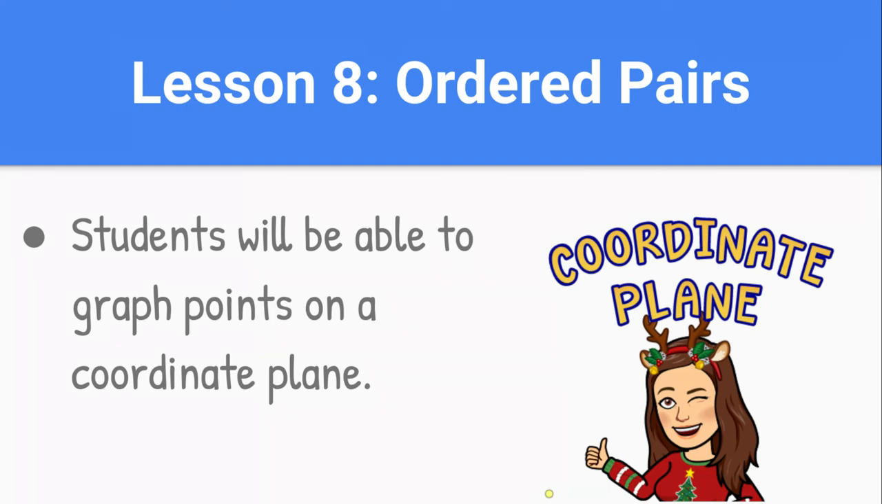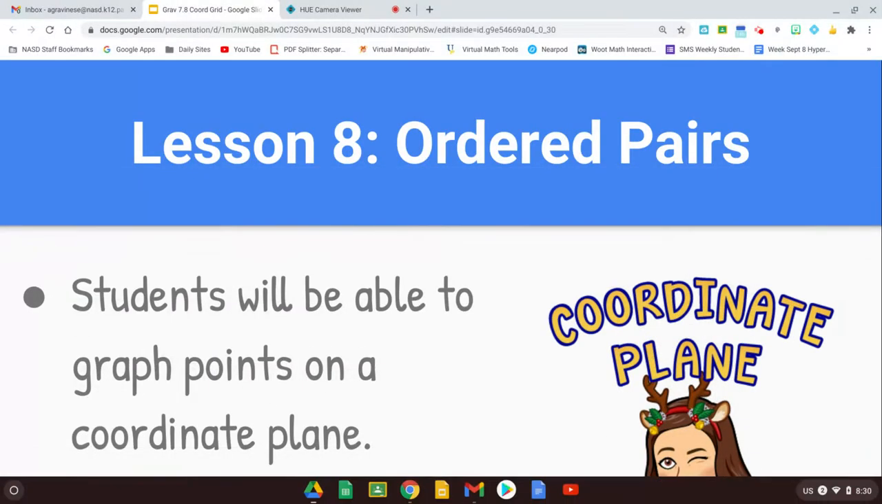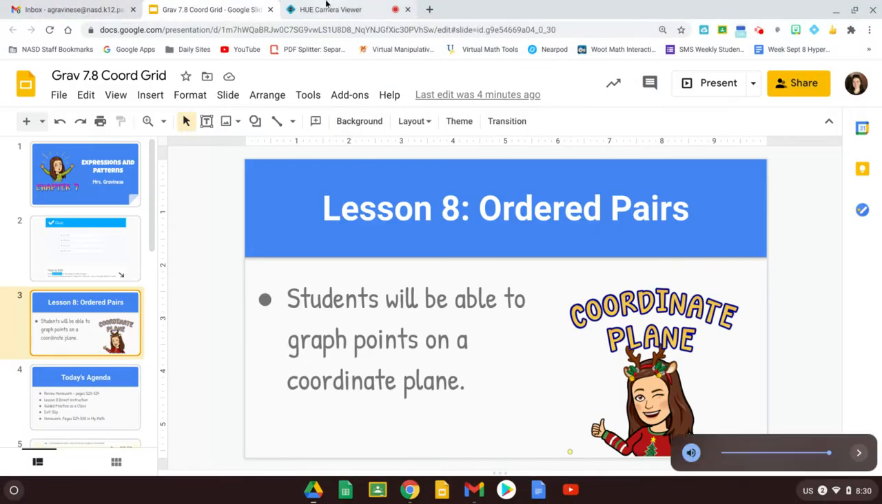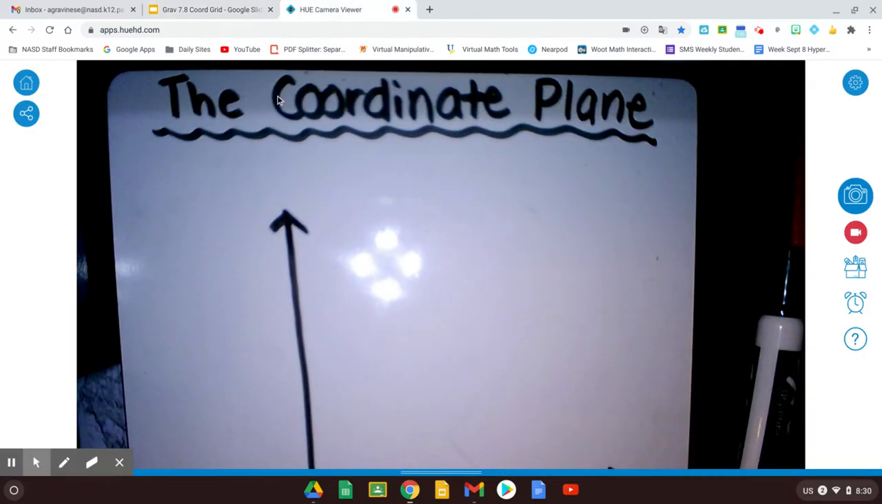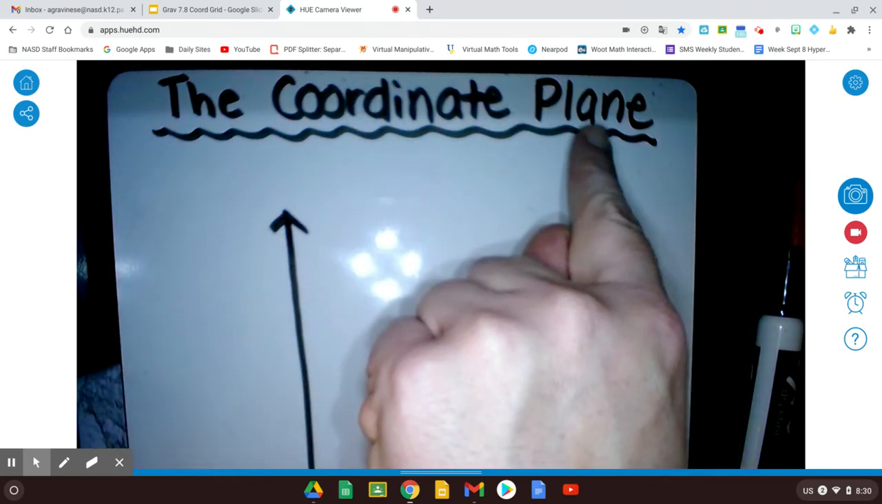Gravenese. Today we are in Chapter 7, Lesson 8, Ordered Pairs. Students will be able to graph points on a coordinate plane. I want to go over some vocabulary. There's actually a lot of vocabulary with this lesson. So first off is the words coordinate plane.